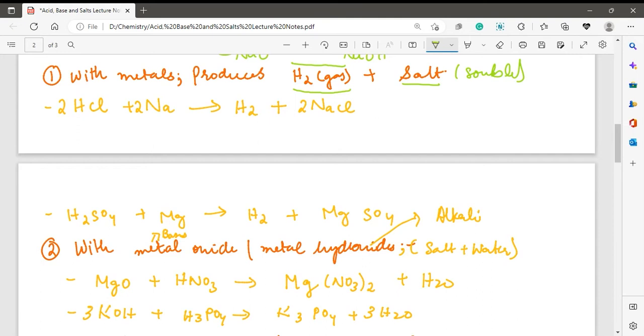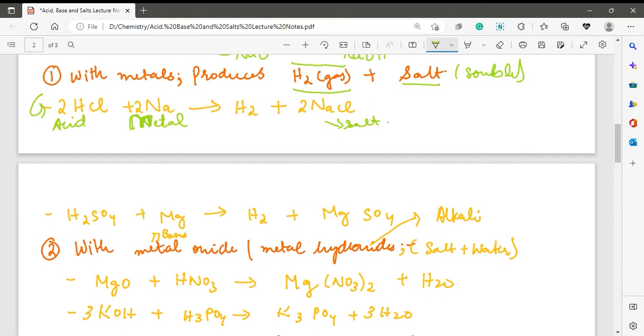As you can see in this equation, HCl, which is an acid, is reacting with sodium, which is a metal. This is an acid. This is a metal. And it is producing hydrogen gas and a salt which is sodium chloride, and this is a soluble salt. So after writing the equation, you also have to balance this equation.